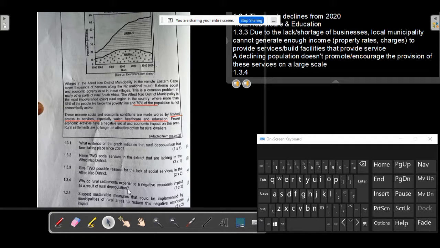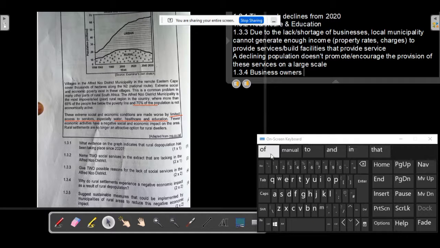1.3.4: Why do rural settlements experience a negative economic impact as a result of rural depopulation? Now this one, guys, you have to think of in terms of a business, and in terms of the worker: you as a worker, and me as an employer, maybe. We both lose. So let's say we start with business owners.